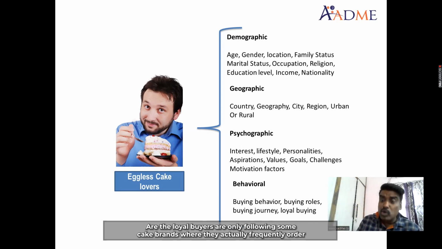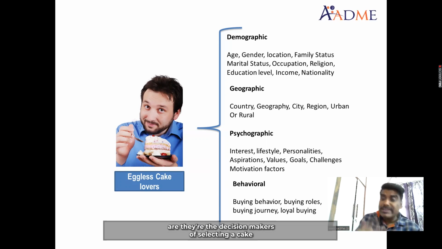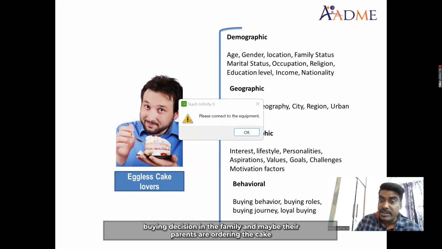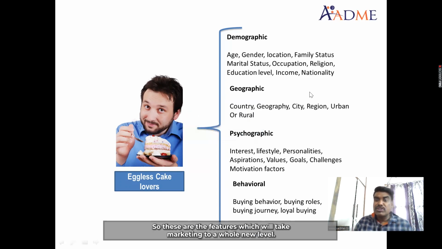Are they loyal buyers? Are they only following some cake brands where they frequently order cakes? Are they the decision makers of selecting a cake, or are they just the people who are influencing a cake buying decision in their family, and maybe their parents are ordering the cake? So these are the features which will take your marketing to a whole new level.